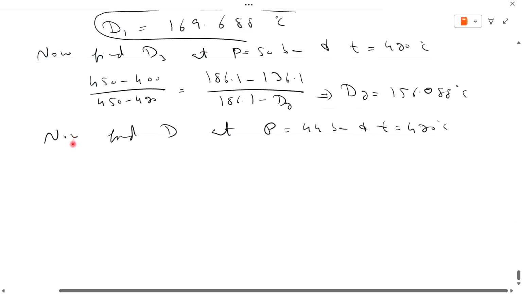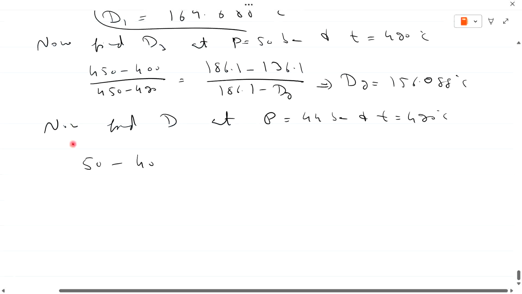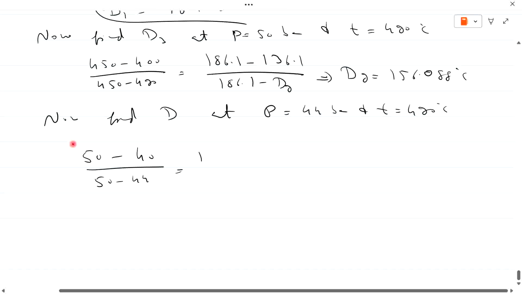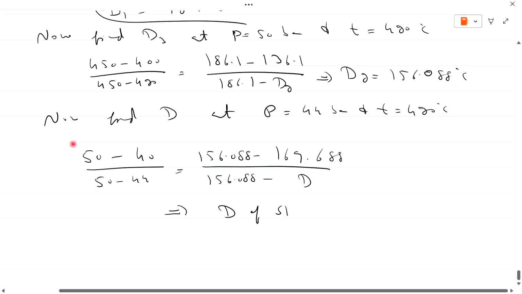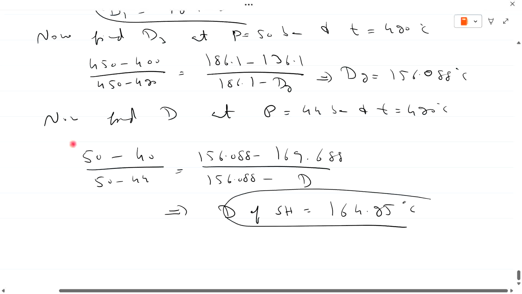Now find D at pressure equal to 44 bar and temperature equal to 420 degree centigrade. So for pressure, 50 as third, minus first, and third minus second, and D2 minus D1. So (D2 minus D1), that is (156.088 minus 169.688), divided by (156.088 minus D). So degree of superheat final value is 164.25 degree centigrade, and the problem is completed.